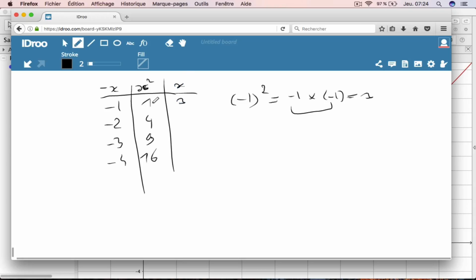1 to the square is 1, 2 to the square is 4, 3 to the square is 9, and 4 to the square is 16. So 1 to the square is the same as -1 to the square. 2 to the square is the same as -2 to the square. 3 to the square is the same as -3 to the square, and so on. -x to the square equals -x times -x, so it equals x to the square.